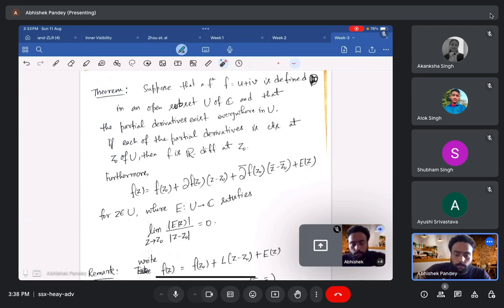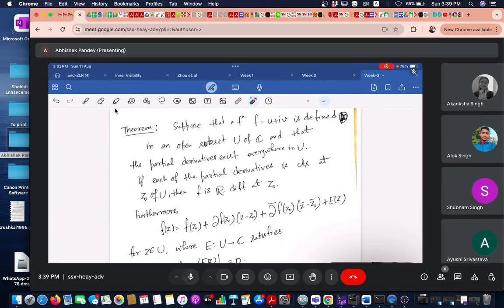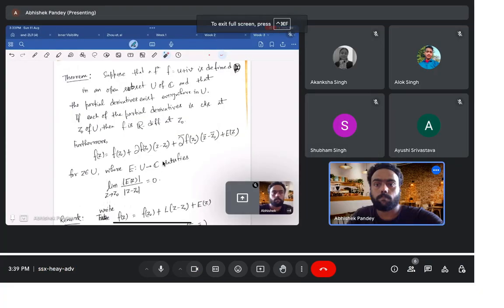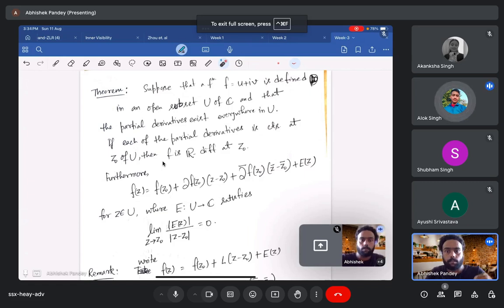So suppose that a function is defined in an open subset U of C, and that the partial derivatives exist everywhere in U. If each of the partial derivatives is continuous at z naught belonging to U, then f is R differentiable at z naught. Okay, is it clear? This is the statement. I hope it will be clear. Yes, sir. Repeat once more.